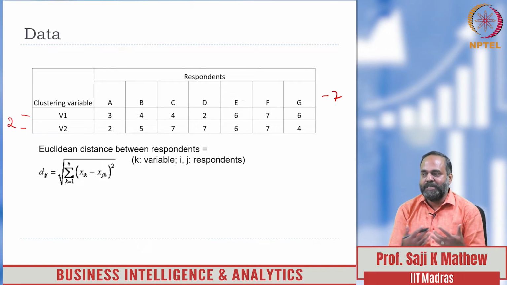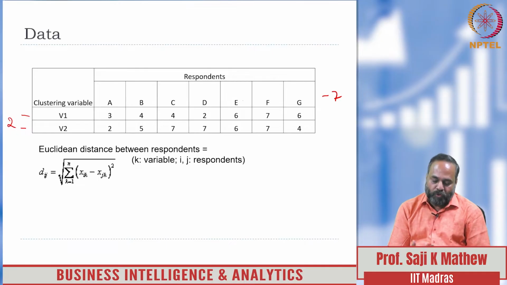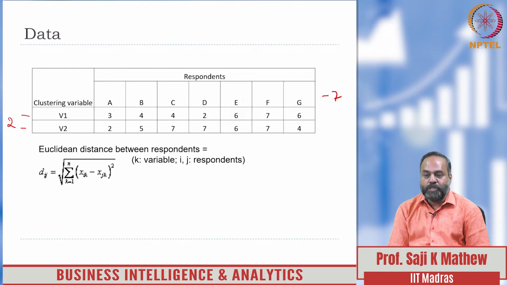It is to find out the distance between these feature vectors, if I use another language. So A is 3 2, B is 4 5. What is the distance between them? We calculate the distance using Euclidean distance here because they are continuous valued. This is interval data because a scale is used, and so for interval data or continuous valued data, we can actually use Euclidean distance.